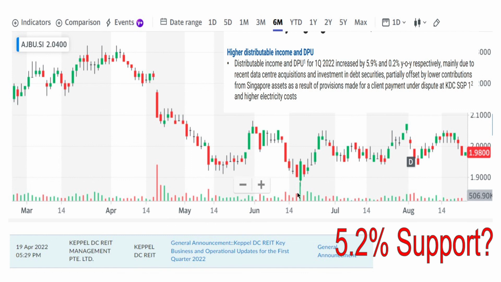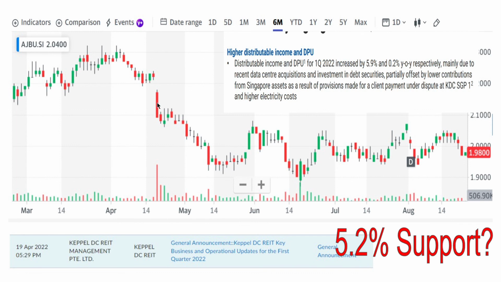And I think at current levels, people think 5 percentage point is sufficient and enough compensation against the fears of rising interest rates. So that's on the downside, right? I think the 1.9 to 2 level seems quite a decent support.